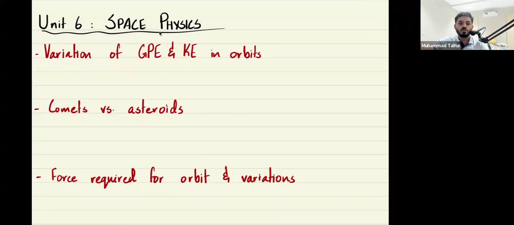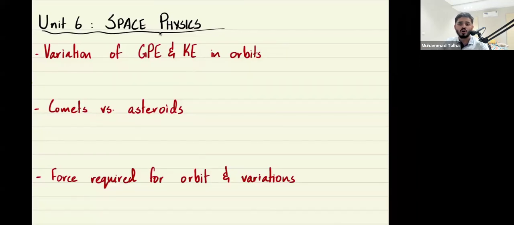Let's go on to space physics. What I feel could come in, especially in the MCQs or in the structured questions, is how gravitational potential energy and kinetic energy vary in orbits. Where the thing which is orbiting is closer to a planet, the gravitational potential energy is less, so the kinetic energy must be more, so it must be traveling faster.